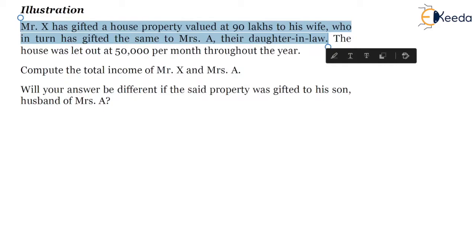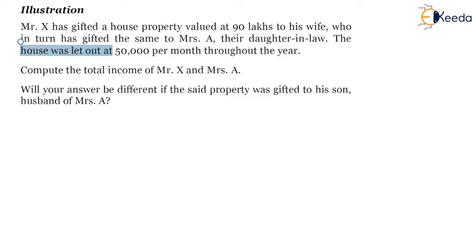We will get back to it. I mean, the number of possibilities that we can see over here, we will note it down in this solution. Right, so friends, what is expected out of us? First of all, the additional info is that the house was let out at 50,000 per month throughout the year. So the rental income from the house property is an income from the asset transferred.